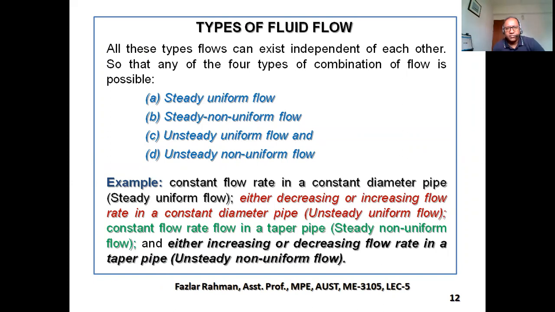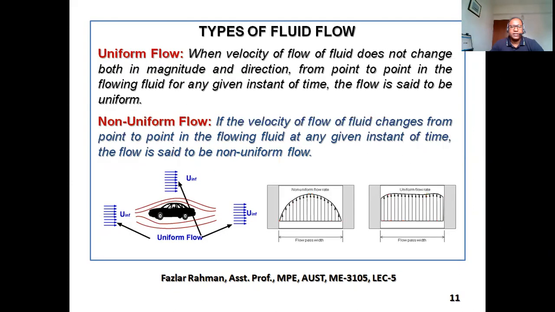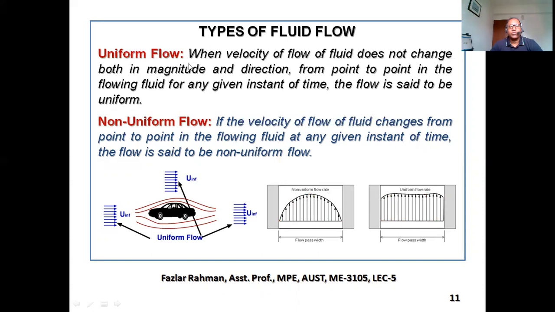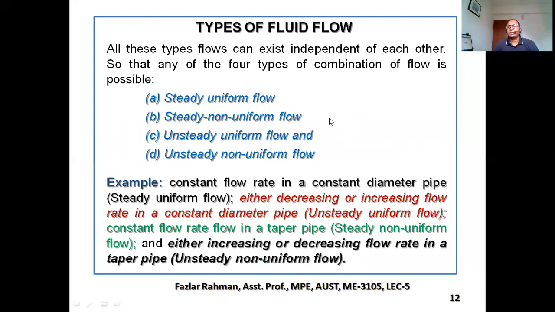All these types of flow, and you see right over here, there are four types of flow, right? Steady, unsteady. Then uniform, non-uniform. Then there might be mixed types of flow. There might be steady, non-uniform flow, and steady, uniform flow.